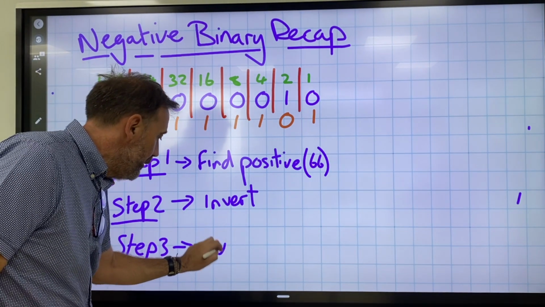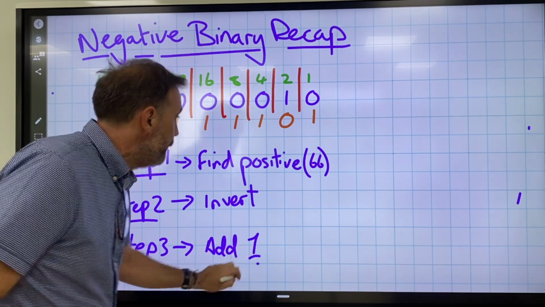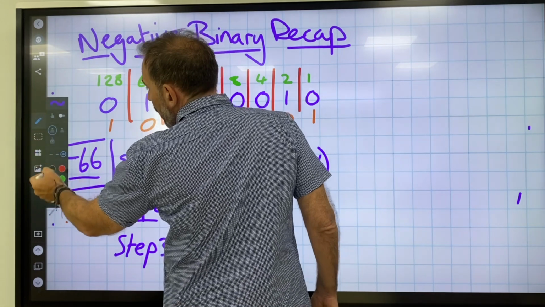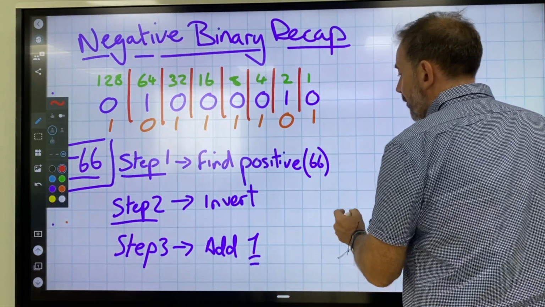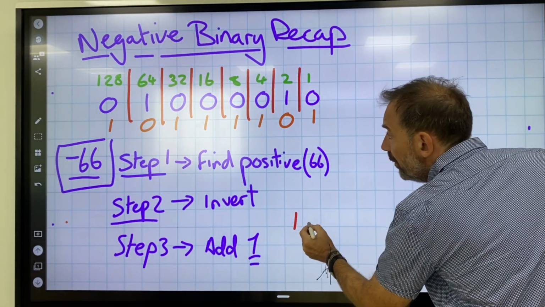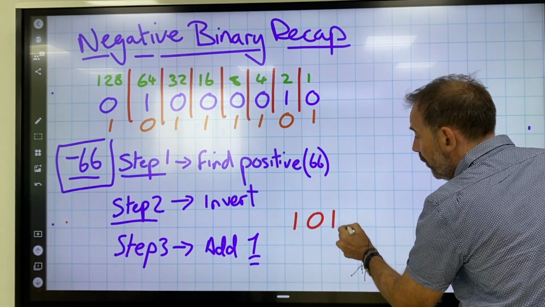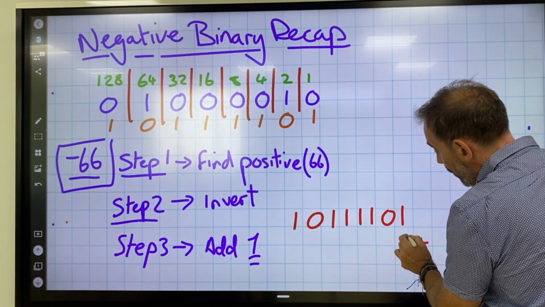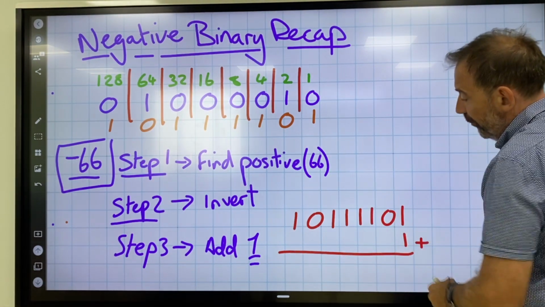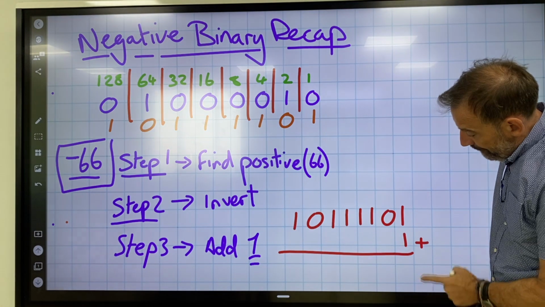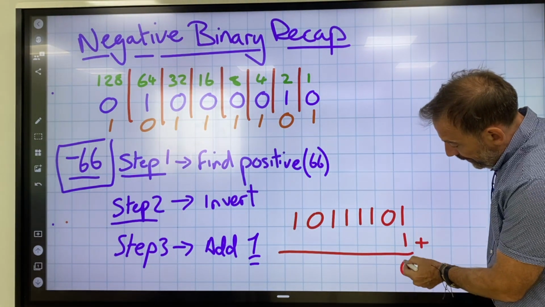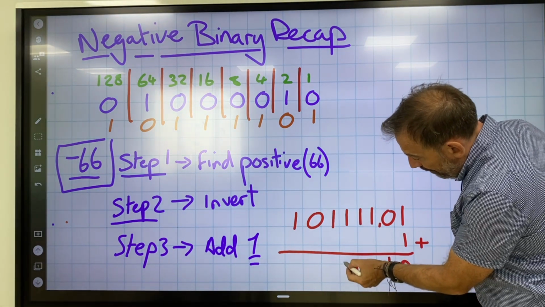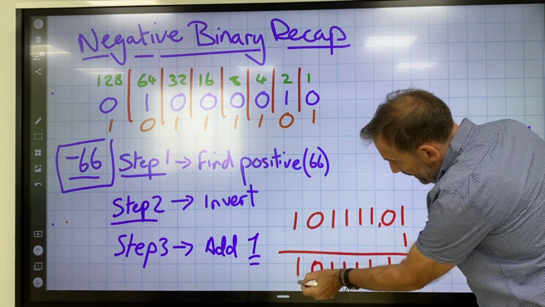Add 1. So, have we got any space? I'm going to do this down here. So I've got 1 0 1 1 1 1 0 1 plus 1. 1 plus 1 is equal to 2, so we have to write 0 there and carry the 1. And then 1 1, and then these are all the same: 1 1 0 1 1 1 1 0.